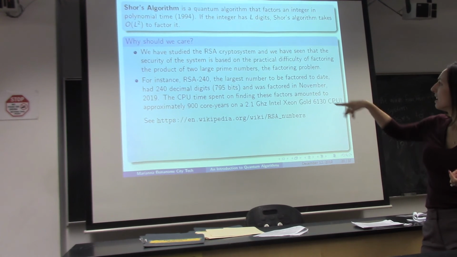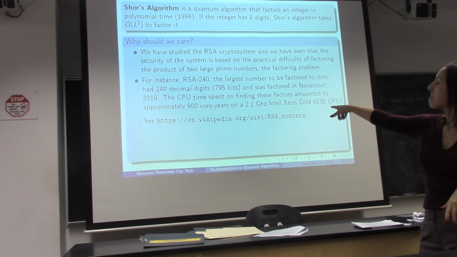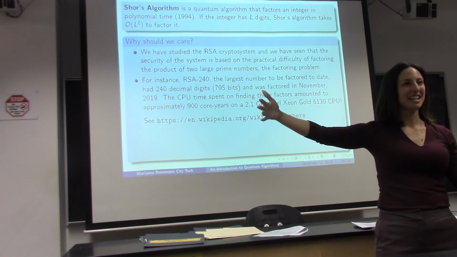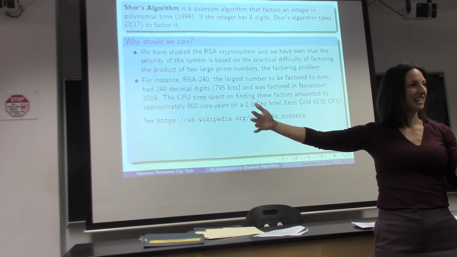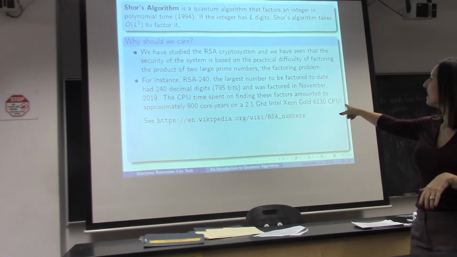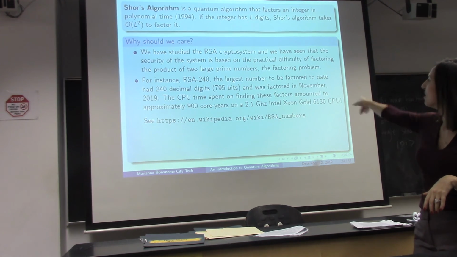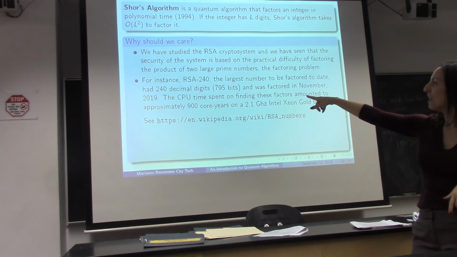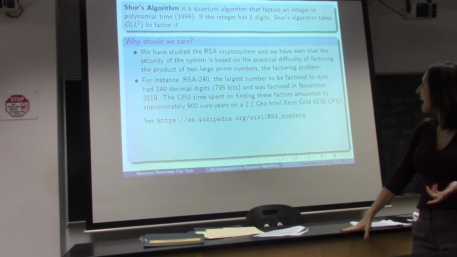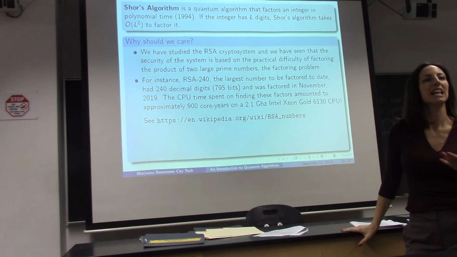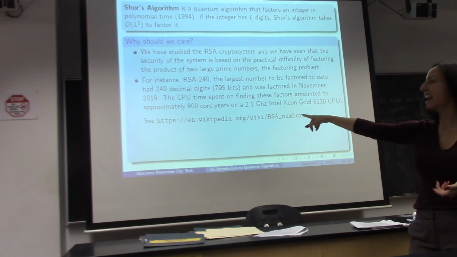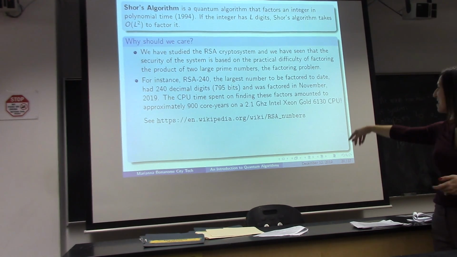Well, for instance, I just looked this up. There is a running list on Wikipedia of these long, hundreds-of-digits-long numbers that they're trying to factor. The most recent one happened, I think, a month ago, in November. It had 240 decimal digits, and it was 753 bits. They were able to factor it using a classical algorithm. It took 900 core years of computing time on a 2.1 gigahertz Intel processor.